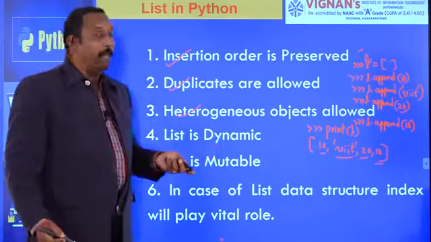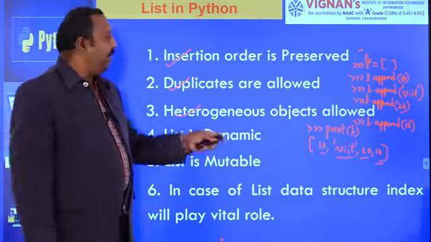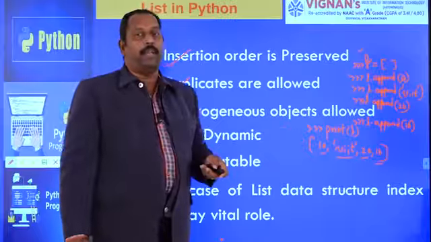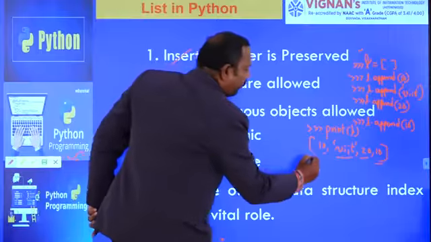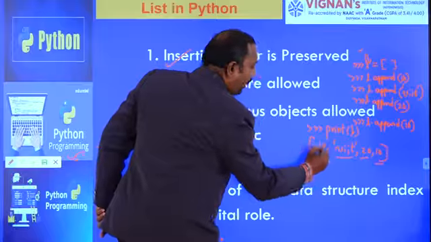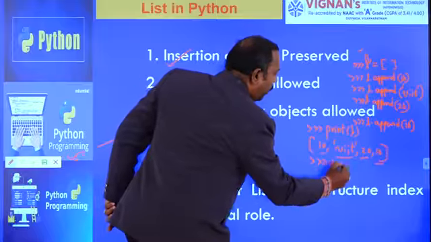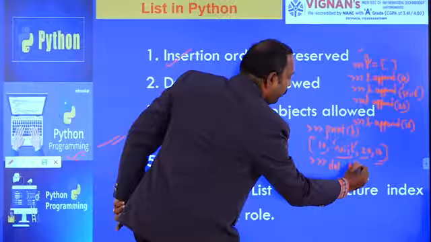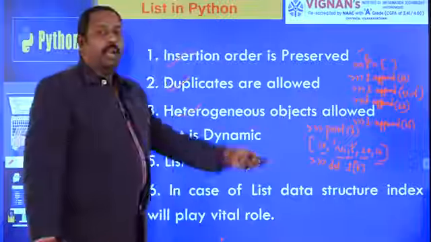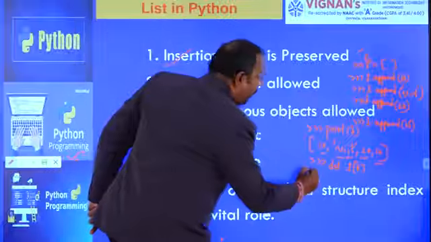And list is dynamic. We can increase the elements and also we can remove the elements. Suppose I want to delete the first element. So you can use del L[0]. You can use del L[0], which means the first element will be deleted.